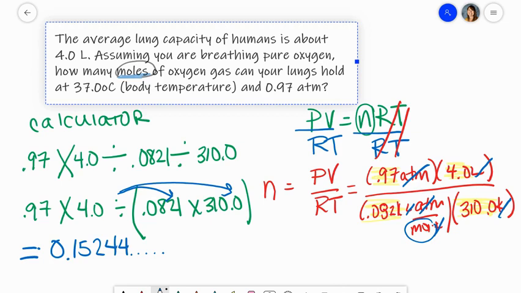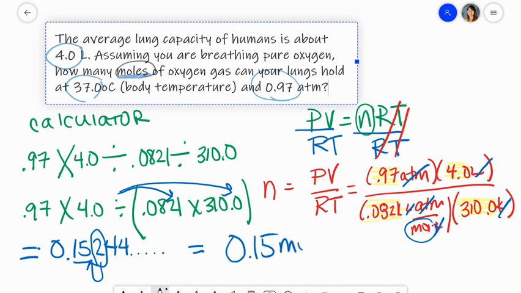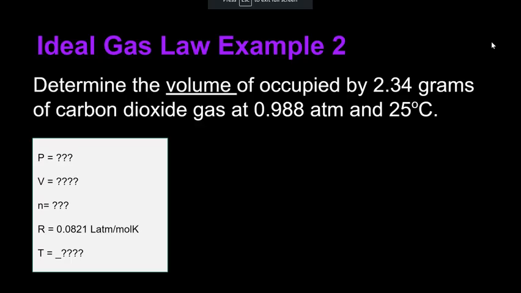But remember, if we look at all the values given to us, we had 2 sig figs, 3 sig figs, and 2 sig figs. We always round to the least number, which is 2. So I'm going to underline my first 2 significant digits. The 2 tells me to round down. So my final answer for the number of moles is going to be 0.15 moles. And this is the final answer to this question.